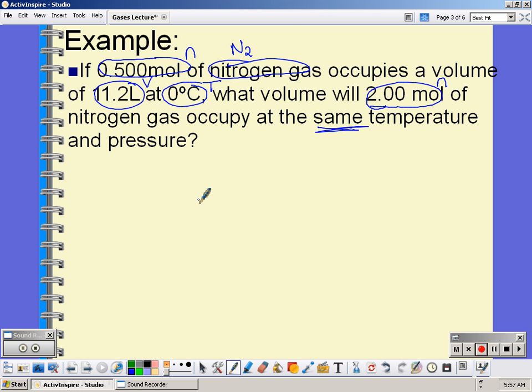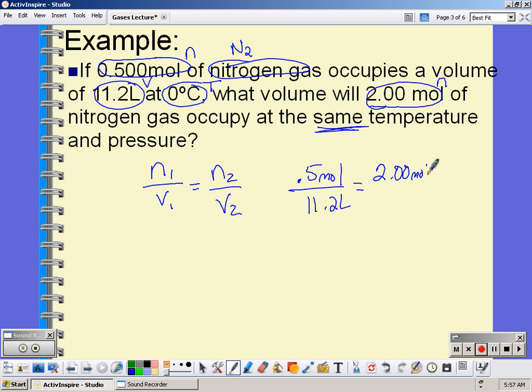So really this is not a pivnert problem, this is Avogadro's law. n1 over V1 equals n2 over V2. So that 0.5 moles divided by 11.2 liters is equal to 2.0 moles divided by X. And so we get an X value of 44.8 liters.